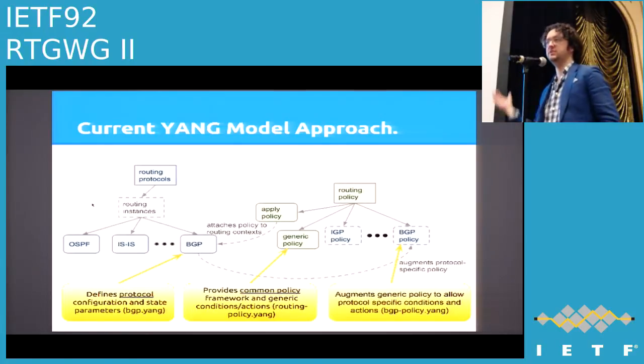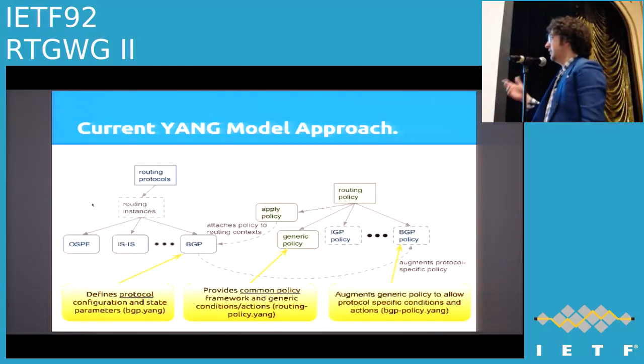And the idea is that the condition and action framework is generic across all cases, and it's only the specifics that end up being defined separately. And we also have on the left-hand side here the BGP model itself, which provides the hooks of how you can apply the policy to a particular neighbor, to a peer group, or some such.